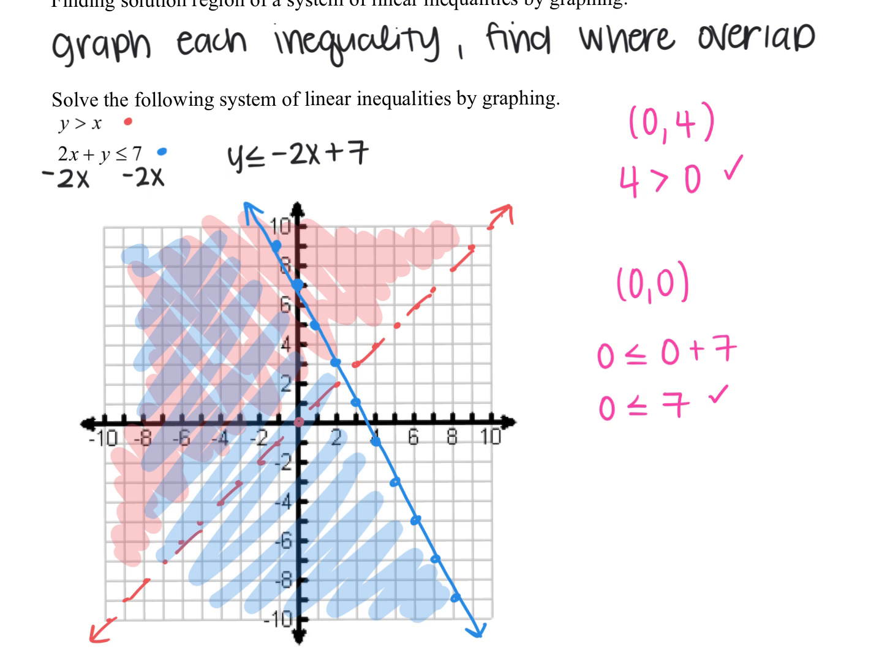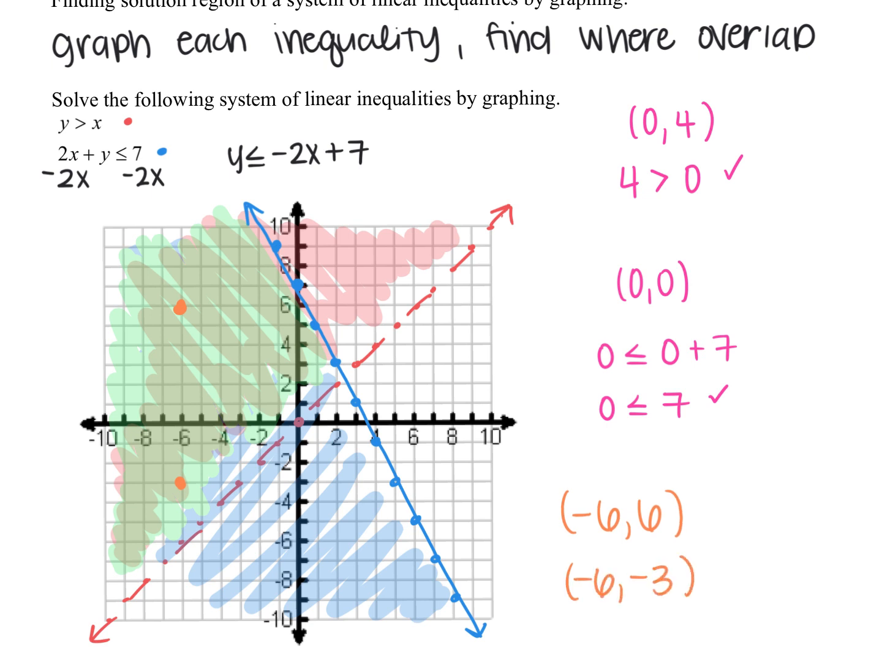So when it comes to my solution region then, I'm looking to see where these inequalities overlap. So where are my red and my blue both at, which is this region right here. Any point that falls in this region that I've colored green is a solution to my system. So for example, the point negative 6, 6 is a solution. Negative 6, 6 is in my solution region. So is the point negative 6, negative 3.